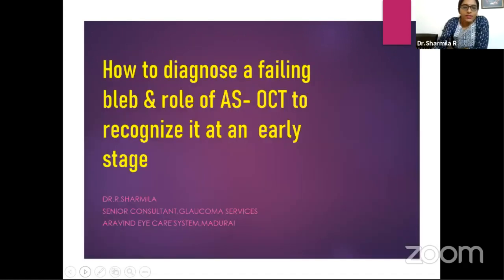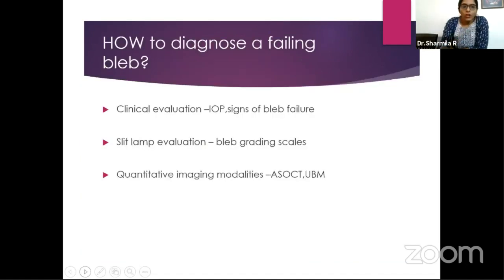And so the topic given to me is how to diagnose a failing bleb and the role of ASOCT to recognize it at an early stage. We all know how to diagnose a failing bleb. Most importantly, it is a clinical examination. That is a clinical way of evaluating a failing bleb. That's what we've been traditionally doing. That is based on intraocular pressure and also on the appearance of the bleb.